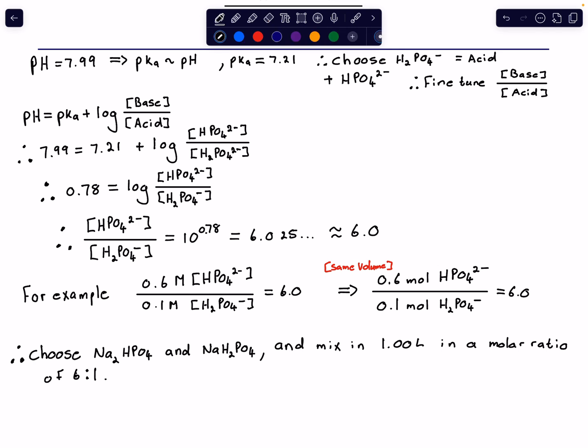So that's how you can prepare a specific pH from known pKa values. The pKa is roughly equal to the pH that you want, and that's your ballpark estimate, and then you use your concentrations to fine-tune the pH of your buffer solution.